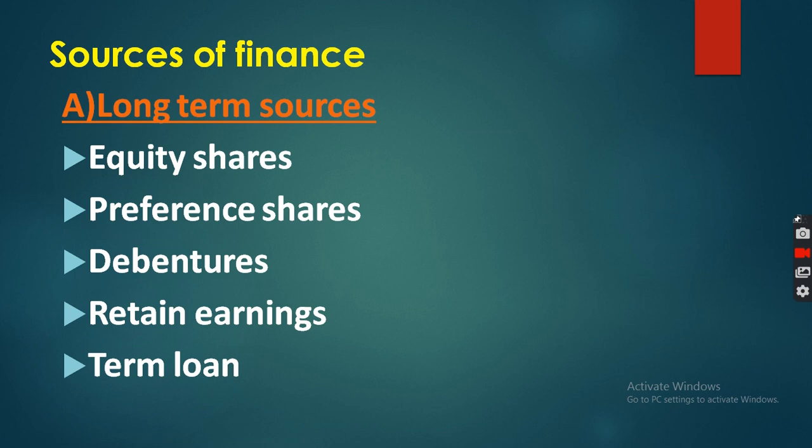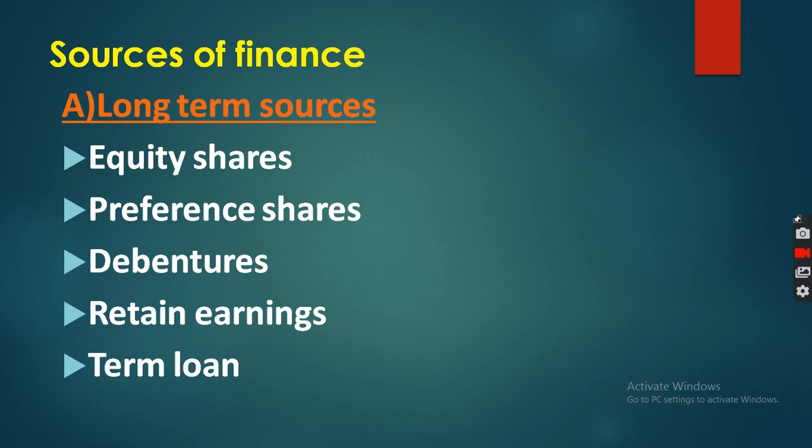Our subject is financial management. We've already discussed the sources of finance. There are two types of sources of finance, long-term sources and short-term sources. We already discussed the long-term sources, that is equity share, preference share, debenture, retained earning and term loan. Clear? So equity share, I will just give a brief view.